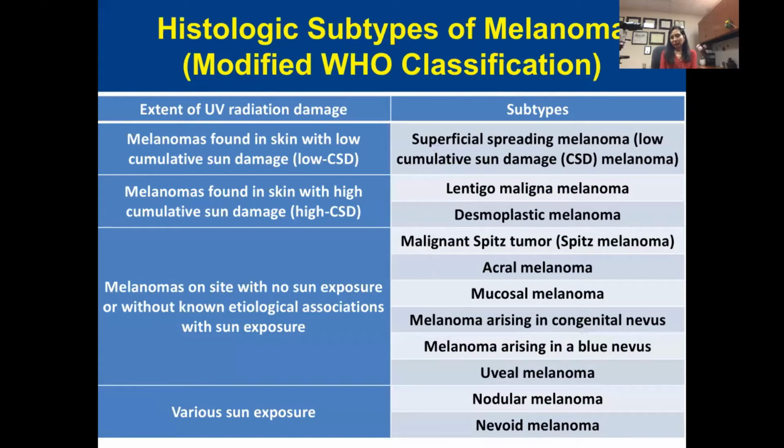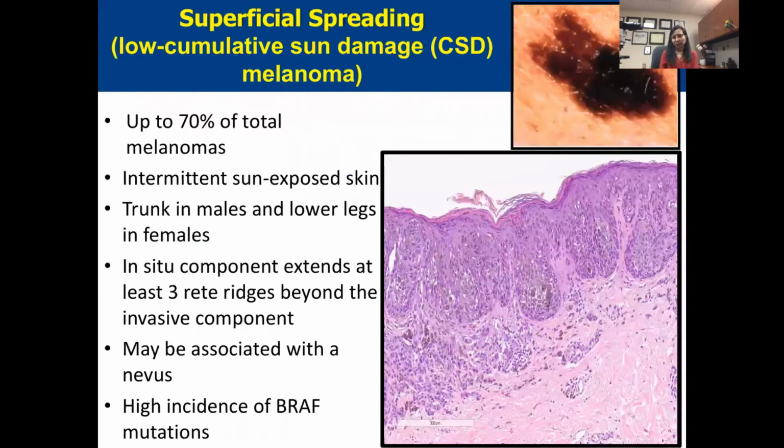And then histology subtype. As you know, we have different subtypes of melanoma based on the WHO classification. I'm going to show you some of the common subtypes. So let me start with the superficial spreading type. So it occurs in the intermittently sun exposed skin. It represents approximately 70% of total melanoma cases. So very common subtype. So it usually happens in the trunk of the male and the lower legs of the female.